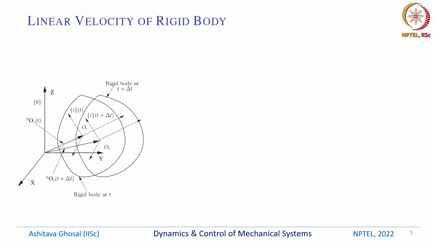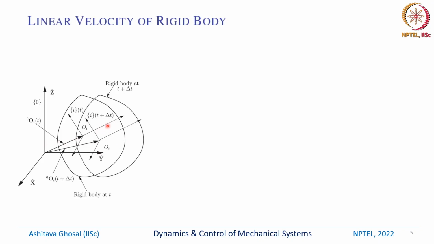This figure here shows the rigid body in 3D space, this odd shaped thing, and I have shown you a coordinate system which is x, y and z, and this is the origin of the coordinate system. There is also another coordinate system which is attached to this rigid body, and it is shown at 2 instants. This coordinate system is labeled as I, and this is I at t plus delta t.